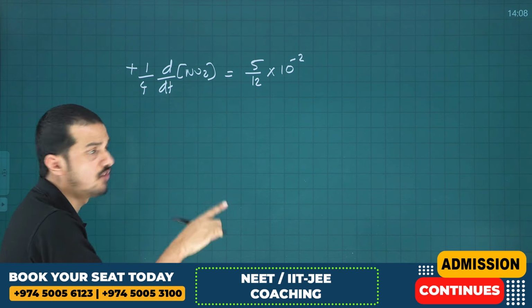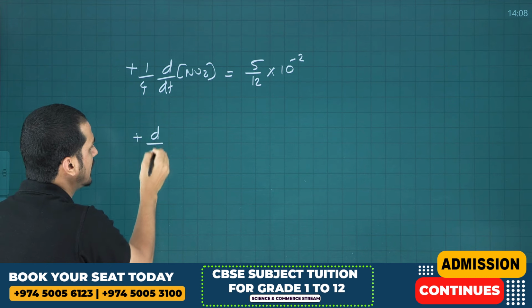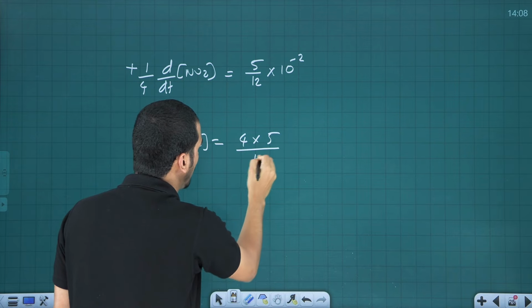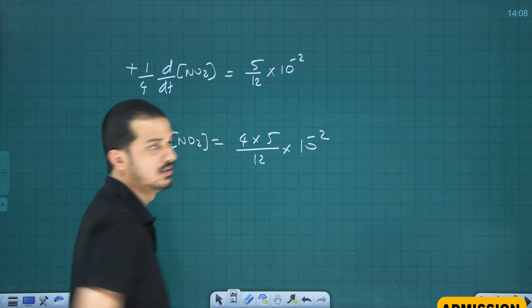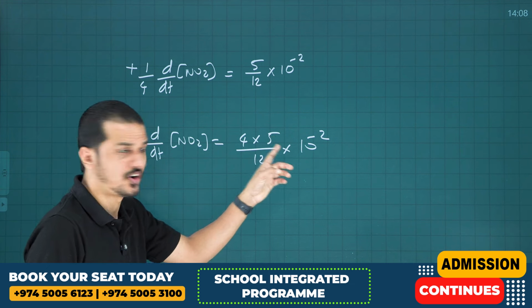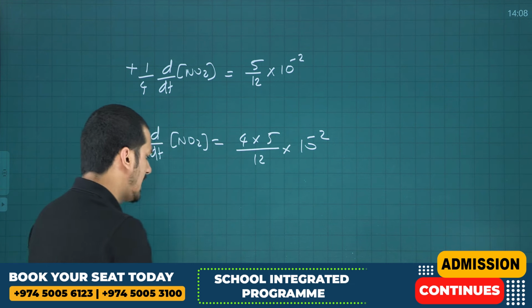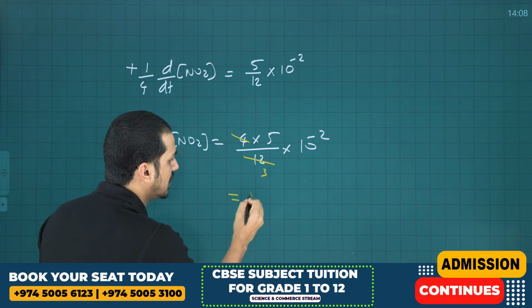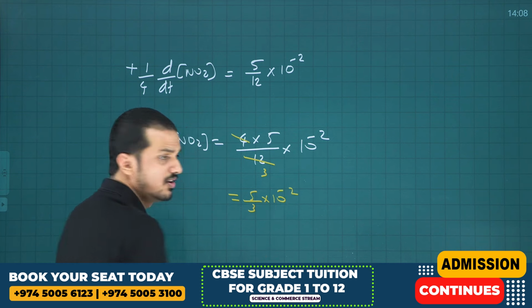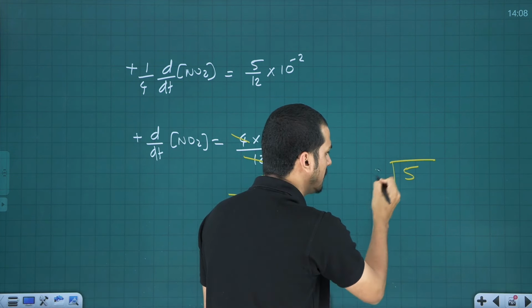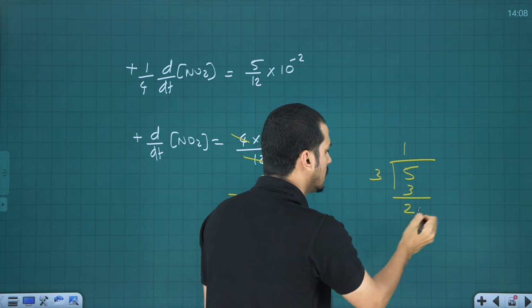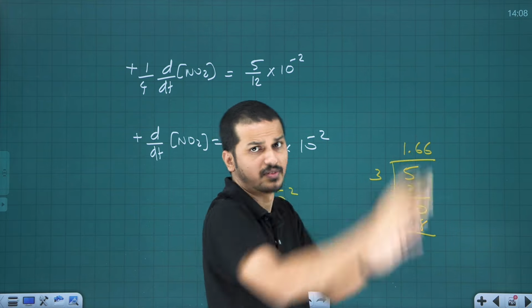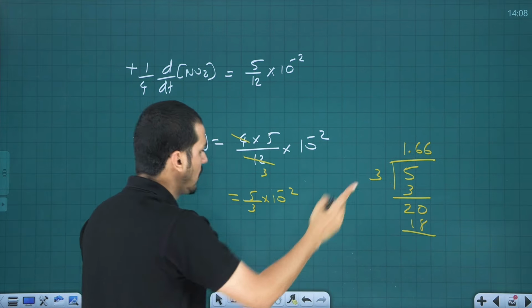Then they are asking for the rate of appearance of NO2. That's equal to plus d by dt of NO2. How much is that? 4 into 5 divided by 12 into 10 raised to minus 2. Now some things I can cancel. 4 and 12 I can cancel. That's equal to 3. So 5 by 3 into 10 raised to minus 2. 5 by 3 means how much? 5 divided by 3: 1, 3 3s are 9, 2 left, 20. 6, 3 6s are 18. Again 6, 1.6666 will go.